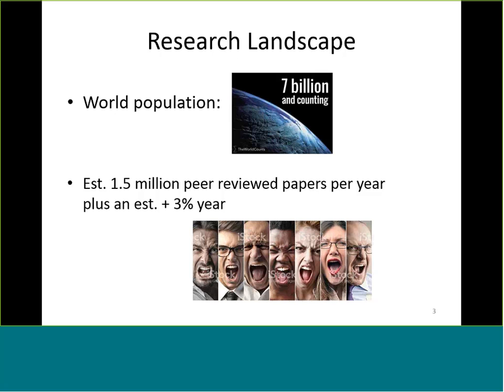I will start by giving a brief review of the online research landscape globally. Numbers are growing. Of the 7 billion and counting world population, there's an estimated 1.5 million peer-reviewed academic papers published per year, and each year there's about a 3% increase in this. This pressure to publish may stress some researchers, peer reviewers, readers, etc. That's what all the screaming is about here.